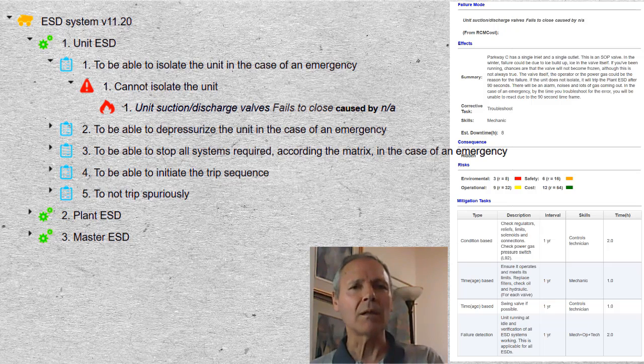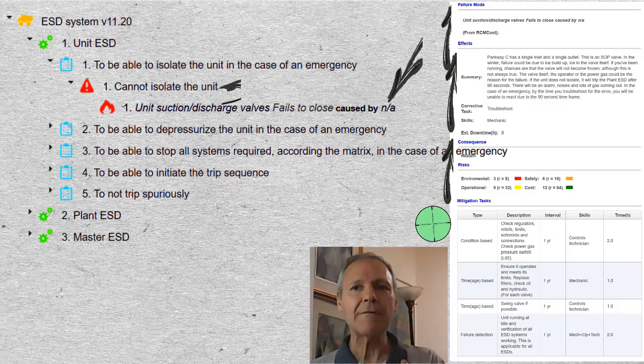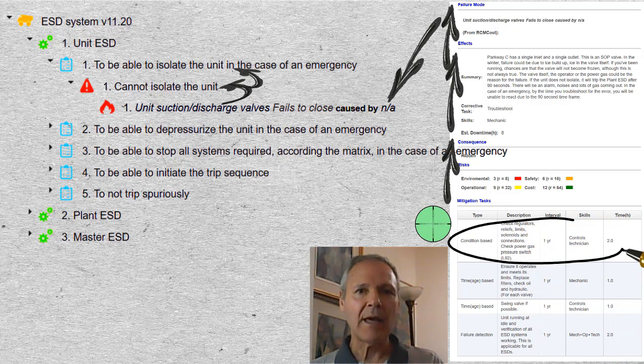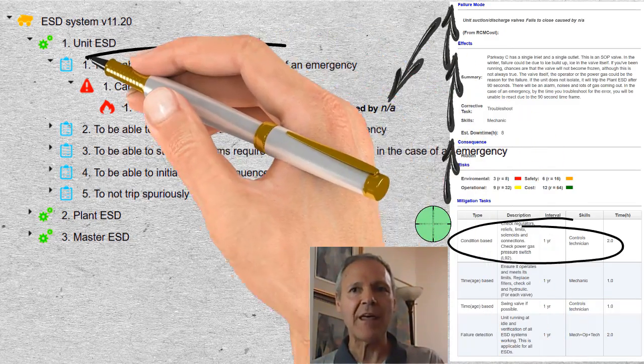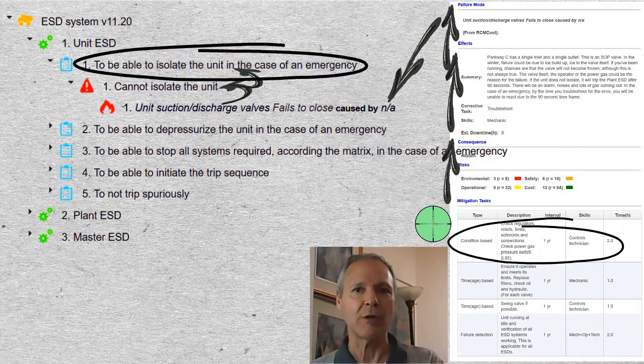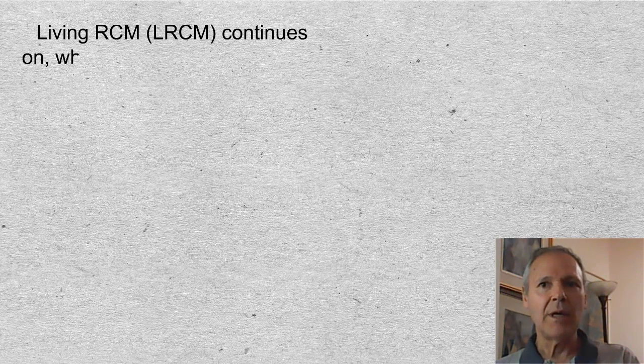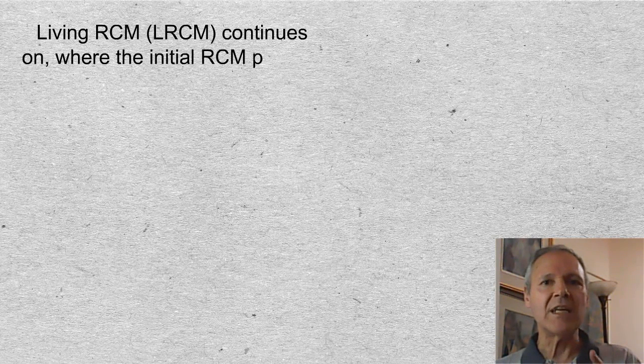It's a knowledge model and a culture that emphasizes a clear line of sight between a preventive maintenance task on one hand and an equipment function that the task is meant to preserve on the other. With that short description of RCM, let's talk about living RCM. Living RCM continues on where the initial RCM process stops.